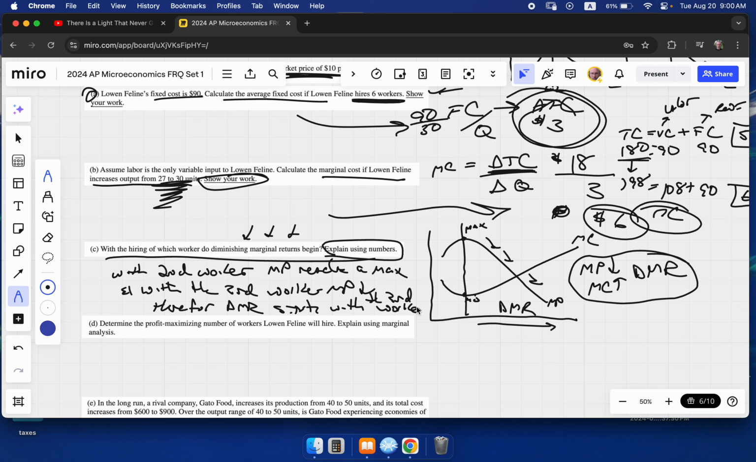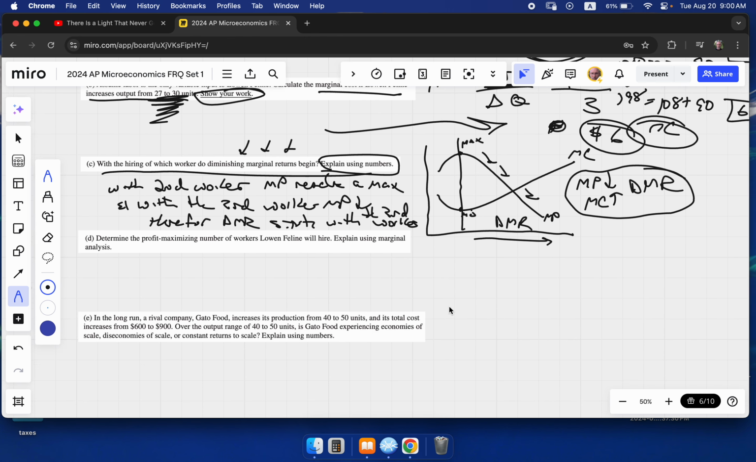Little bit wordy here, but the point is we want to tell them it's reaching a maximum, or going up, on the second worker and then it's falling with the third. That's the first place that it falls. Therefore, that's where diminishing marginal returns start. Again, I should always have this graph in my head.